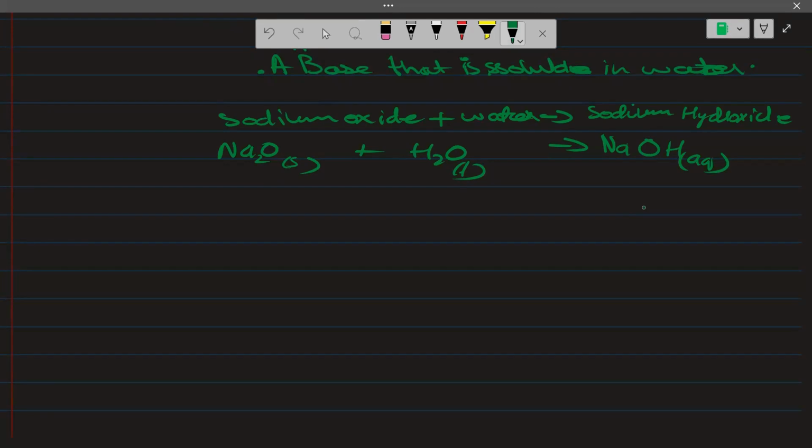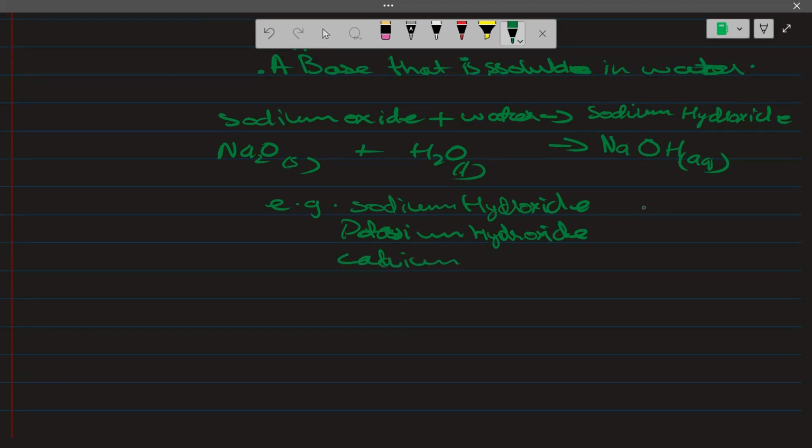Okay, so what are some examples of an alkali? Sodium hydroxide is an example of an alkali. We can also say potassium hydroxide is an alkali example. And calcium hydroxide is also an example of an alkali.